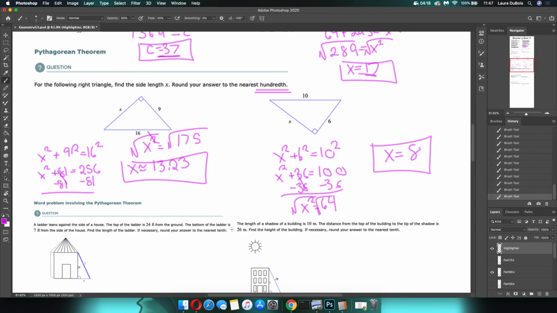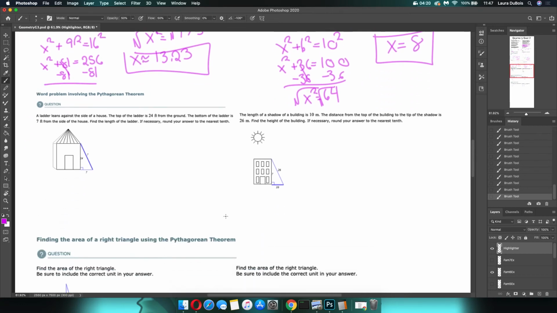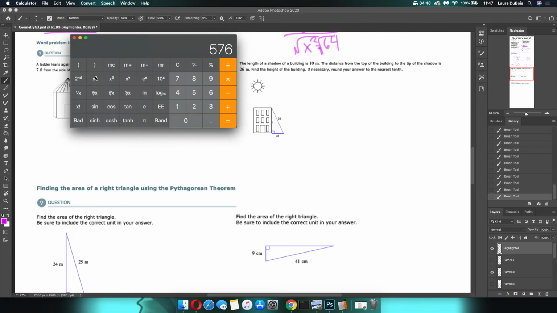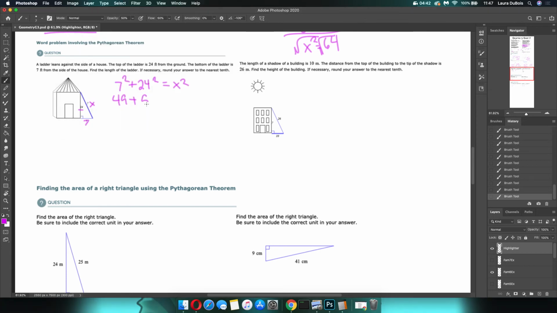And there are a couple of word problems that give you Pythagorean Theorem, but since you know Pythagorean Theorem, it's actually not that bad. Because look, you have an A, you have a B, and you're just looking for your C. So 7 squared plus 24 squared equals x squared. 49 plus, what is 24 squared? 24 squared is 576, so 625 equals x squared. We know that we're rounding to the nearest tenth, so we know this will not divide evenly.